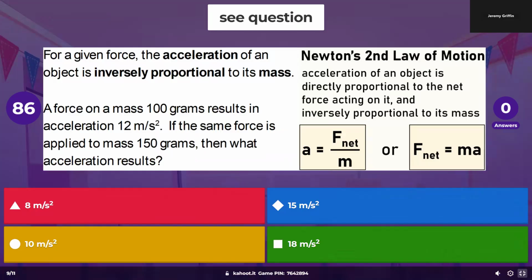For a given force, the acceleration is inversely proportional to mass. A force on 100 grams results in an acceleration of 12 meters per second squared. What if the same force is applied to 150 grams? Now what's the acceleration?